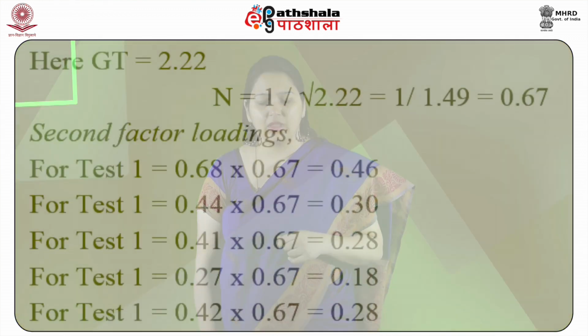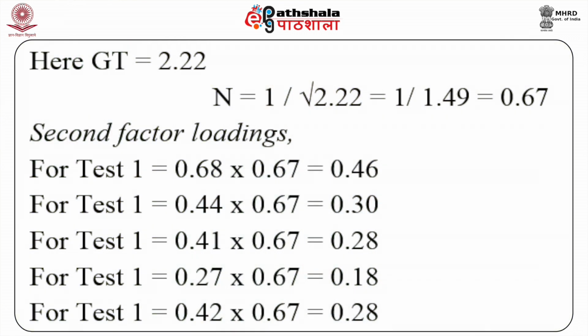The second factor loadings are calculated in a similar way as for the first factor loadings, that is step 1 to step 3. Here the grand total is 2.22. N is equal to 1 divided by under root 2.22, and the under root of 2.22 is 1.49. Therefore, n is equal to 1 divided by 1.49, which is equal to 0.67.